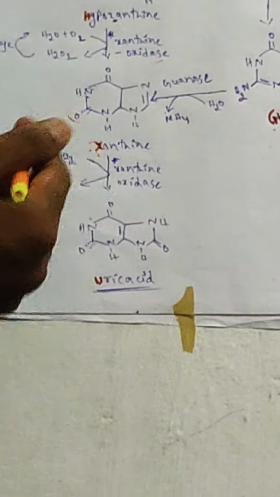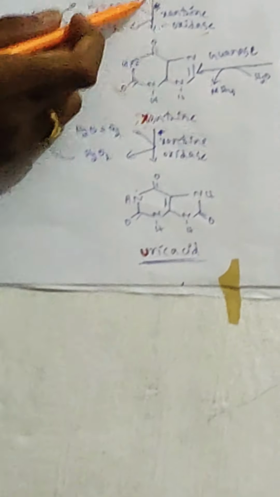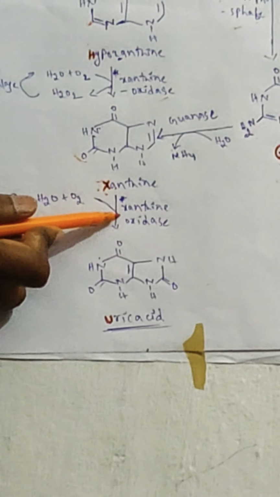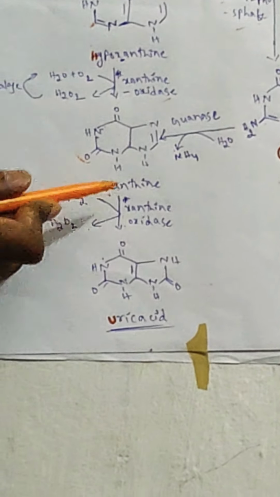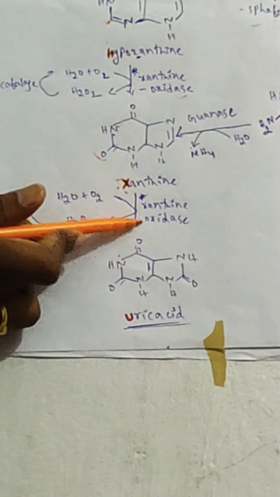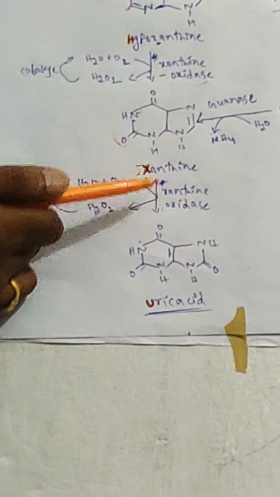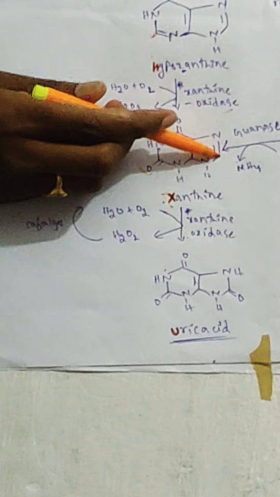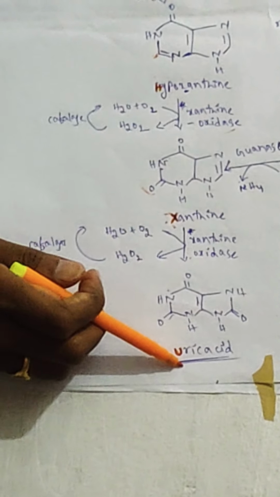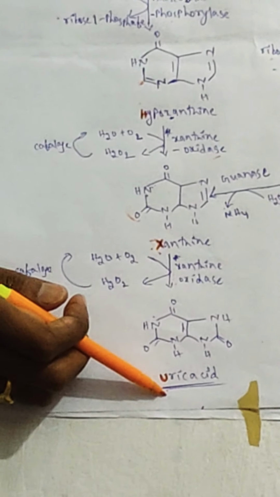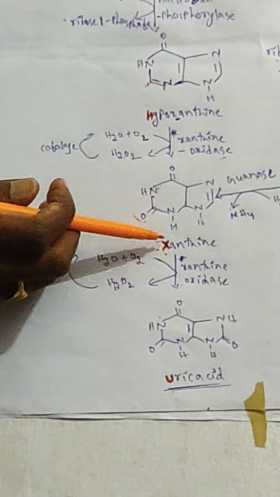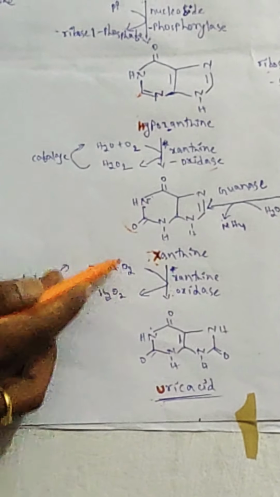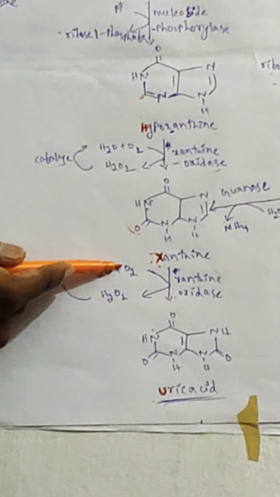After hypoxanthine and guanine are converted to xanthine, xanthine oxidase again acts on xanthine. What is the importance of xanthine oxidase? It again adds oxygen to these positions. So xanthine is converted to uric acid. The oxygen added is from molecular oxygen only.